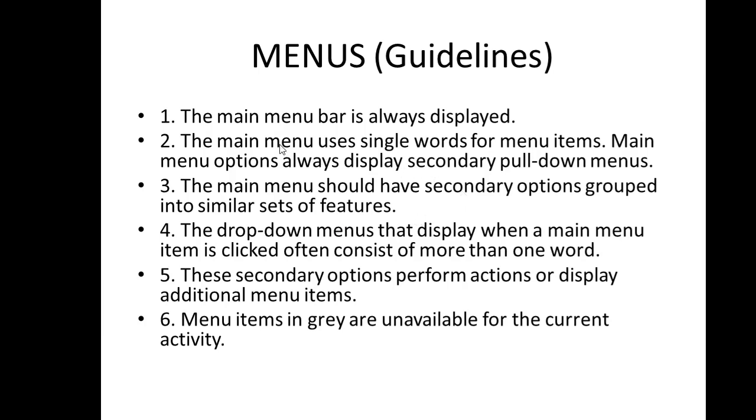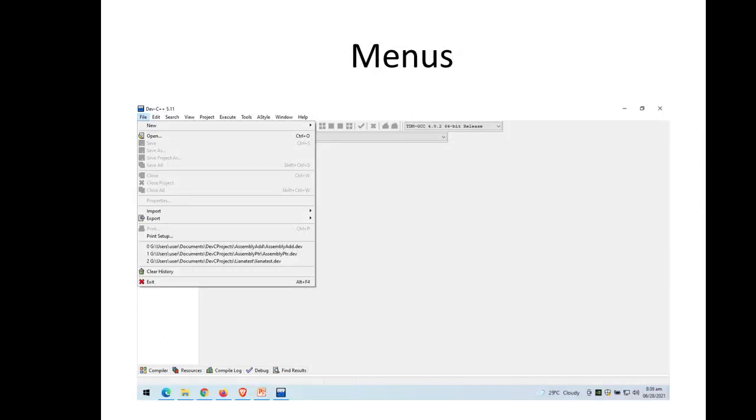Now, to design menus, the main menu bar is always displayed. So that should be our first guideline. The main menu uses single words for menu items. Main menu options always display a secondary pull-down menu. So if you look at this, this is our main menu, and you notice that it is only using single words, and these are now our secondary options.